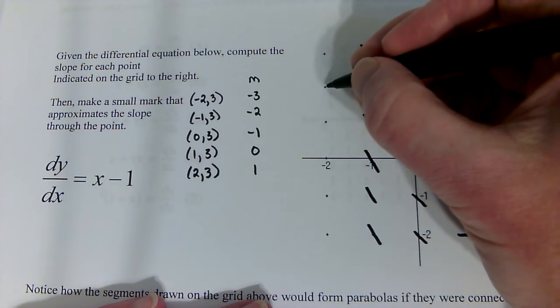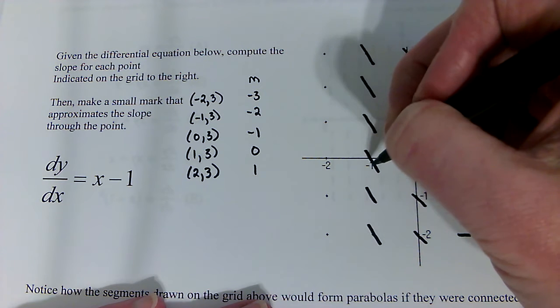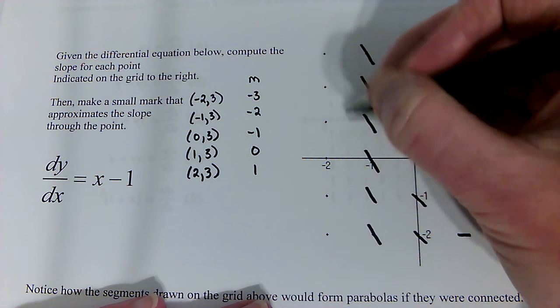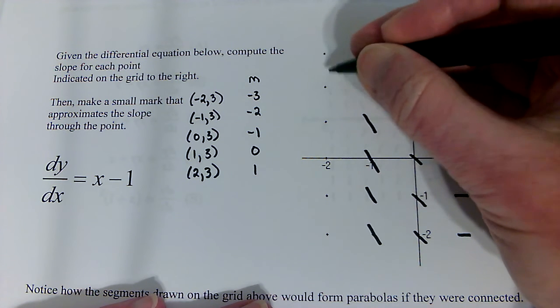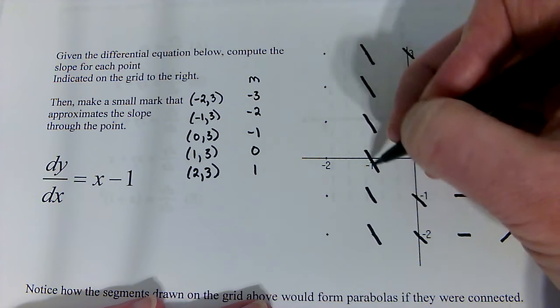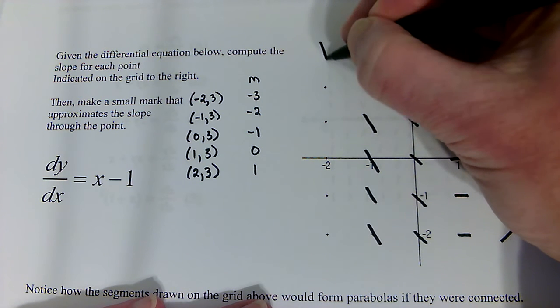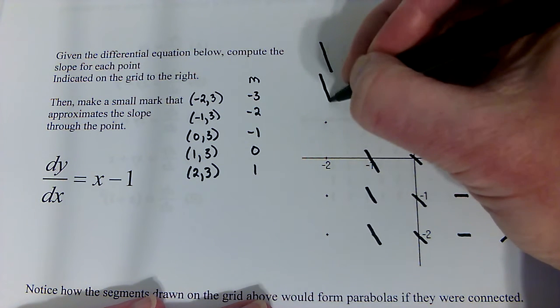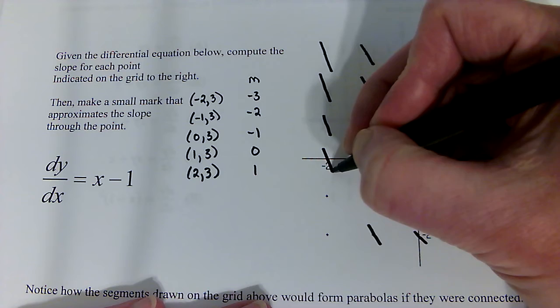Now this one's going to go down 3 over 1. So 1, 2, 3 over 1. If I was connecting the dots, it would go from this point all the way down to there.